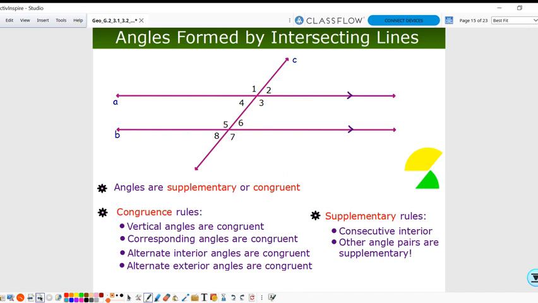Now, when you have parallel lines, you've got some angles that are going to either be supplementary or congruent. Vertical angles are congruent. So 1 and 3, 5 with 7, 6 with 8, 4 and 2. Those are vertical angles. Corresponding angles are also congruent. So if I move my little yellow marker over here, angle 1 corresponds with angle 5. They're corresponding angles. They have the same measure. Same thing with 7 and 2.